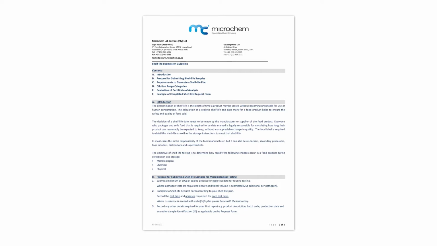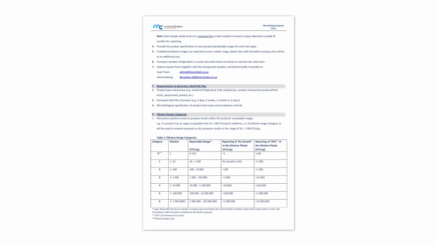Where assistance is needed with the shelf life plan, please liaise with the laboratory. Record any other detail required for your final report, for example, product description, batch code, production date, and any sample identification as applicable on the request form. Note that each sample needs to be on a separate line as each sample is issued with a unique laboratory ID number. Provide the product specification of your product, the acceptable ranges for each test type.